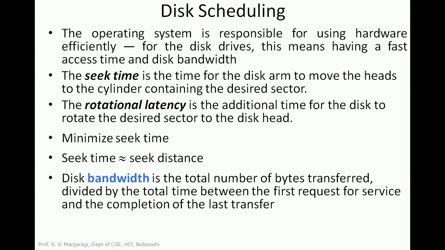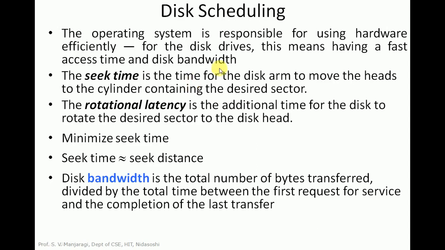We know that the operating system is responsible for using hardware efficiently. In the case of a disk drive, efficiency means having a fast access time and high disk bandwidth. What is access time? It is the time required to access data from the disk. The access time must be very fast and the disk bandwidth must be high. What is disk bandwidth? It is the amount of data transferred per unit time. The disk bandwidth must be more and we should have faster access time.